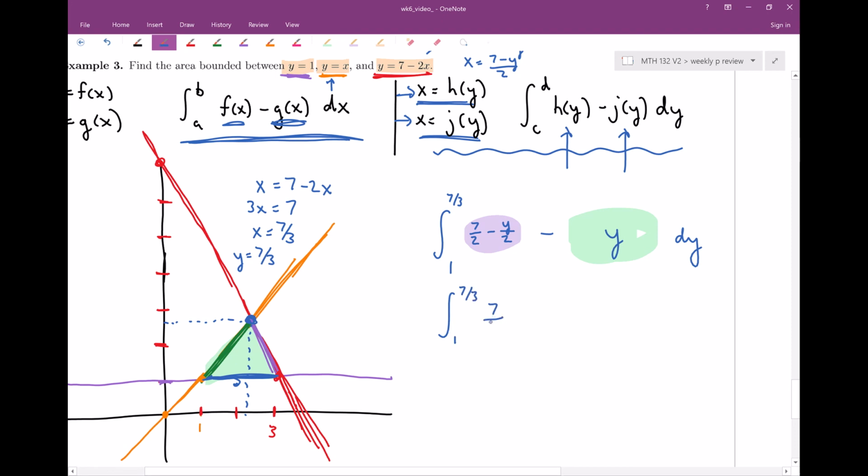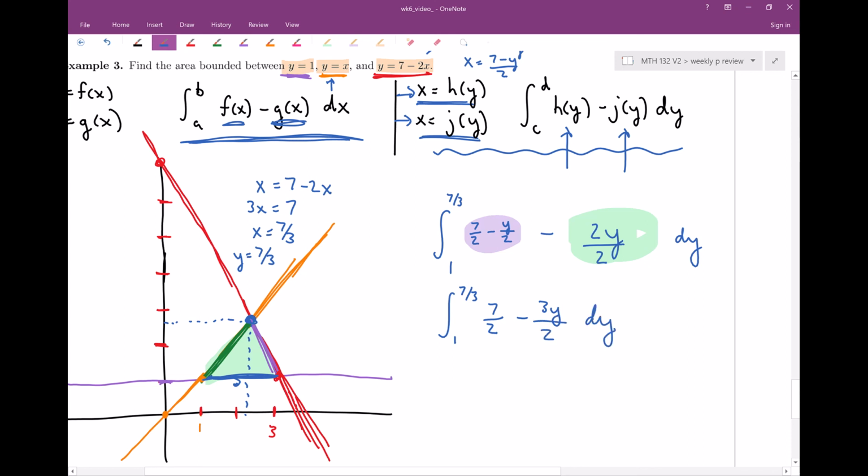And this is going to be 7 halves. And let's see, I have negative y halves, and subtract away. Let me go ahead and multiply by 2 on top and bottom here, just so that we have a common denominator. And so when I subtract away, negative y divided by 2, subtract 2y divided by 2, that's going to be negative 3y divided by 2.